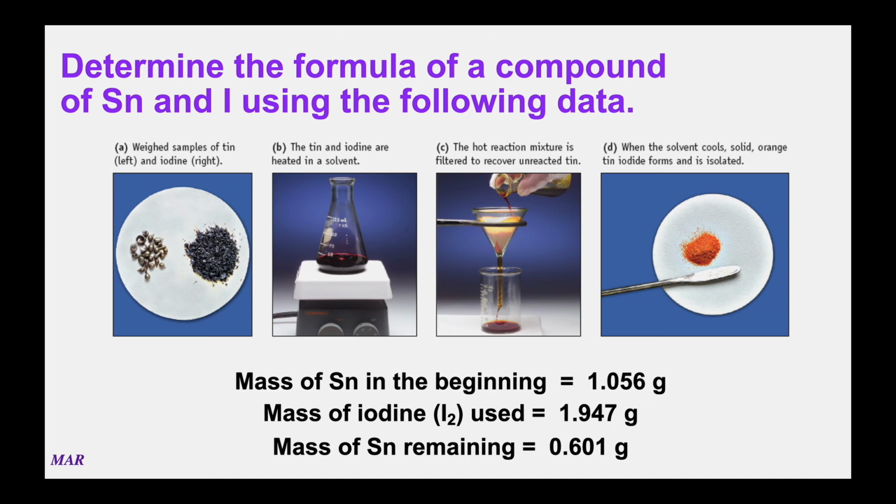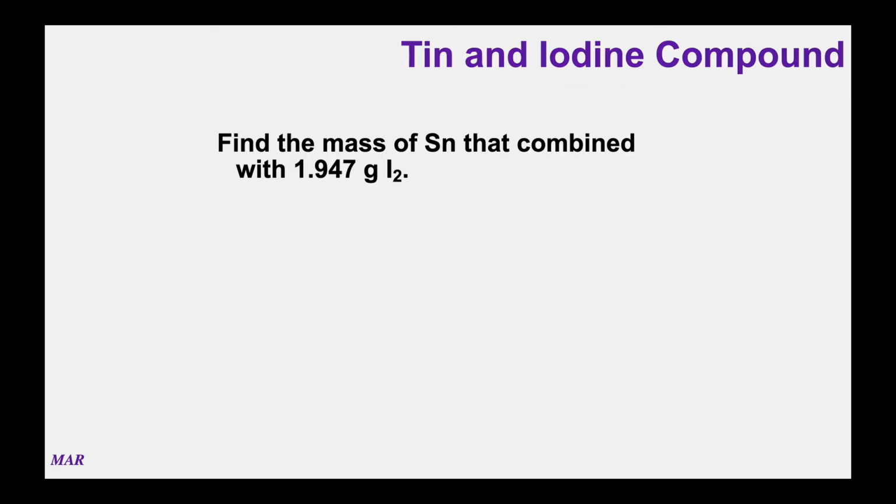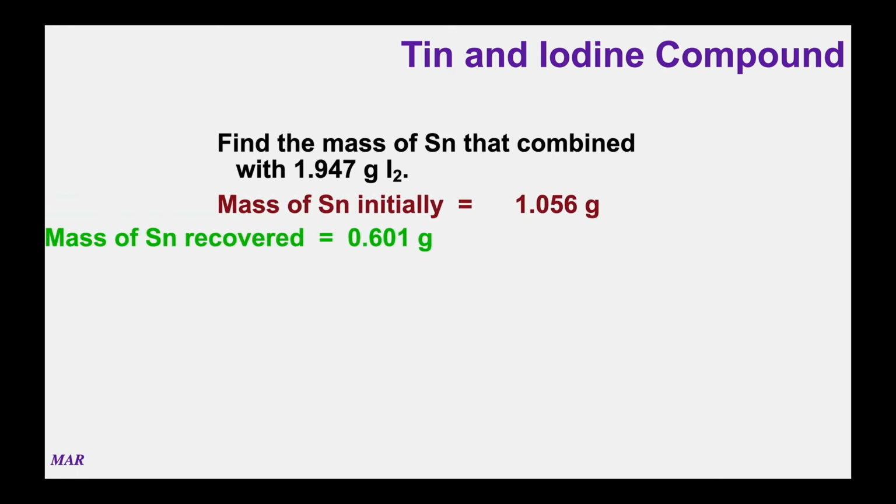So what we're going to do here is find the grams of tin used in the reaction. We'll turn it into moles. We're also going to turn the grams of iodine, and by the way, iodine is a diatomic, have no fear, into moles of iodine, and we'll compare the moles of tin and the moles of iodine to find the empirical formula. 1.947 grams of the I2 were used.